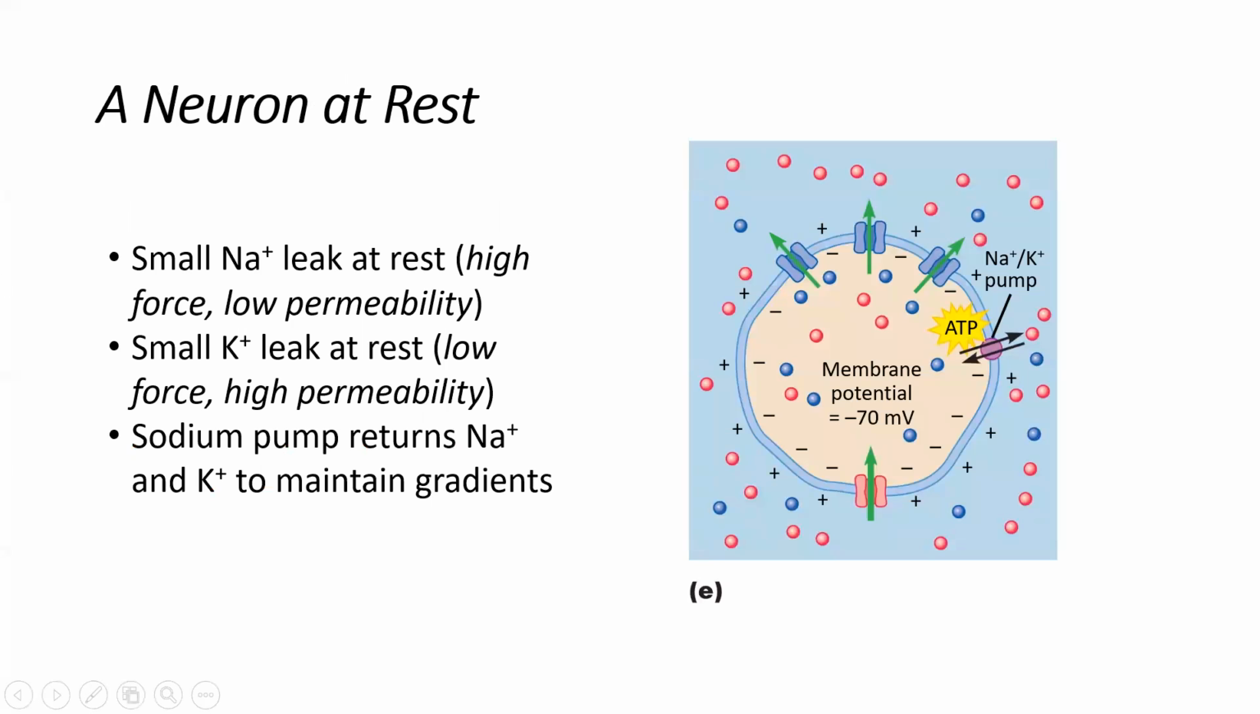Okay. All right, and then just putting all that together, we have a small sodium leak at rest because of its high force and low permeability. We have a small potassium leak at rest because of its low force but high permeability. So again, the balancing out of those two movements of those two ions, and that in coordination with the sodium-potassium pump is what establishes that negative 70 resting environment.